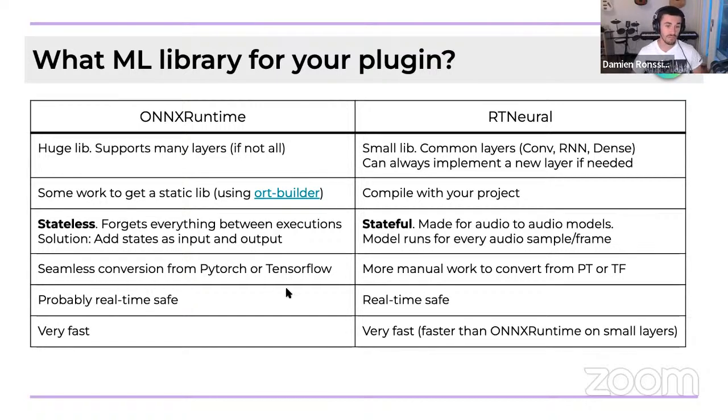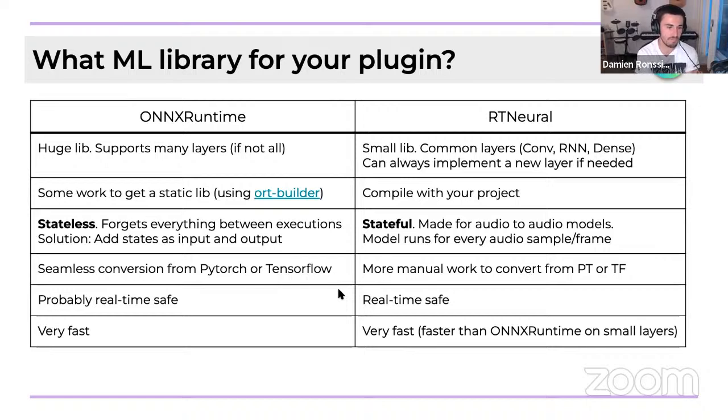Now, concerning the conversion from your training environment, from PyTorch to TensorFlow, it's very simple using ONNX runtime because all the layers are supported and everything. It's a bit more work to do it with RTNeural because you really need to know your model very well to be sure that all the layers are supported, that the dimensions of your tensors are laid out correctly in the right order and so on, so that you have a smooth export. But it's completely doable. You just need to be a bit more careful about it.